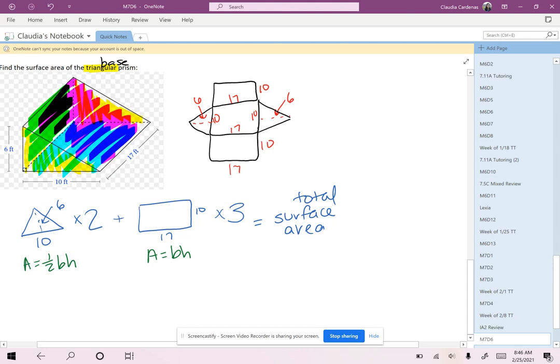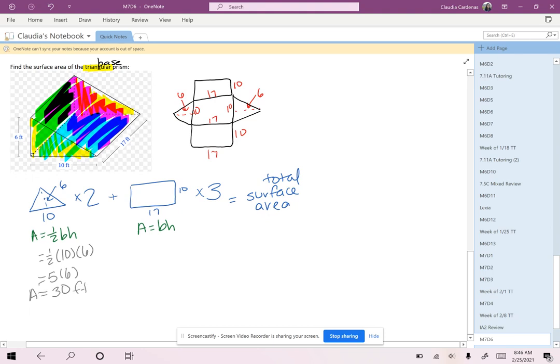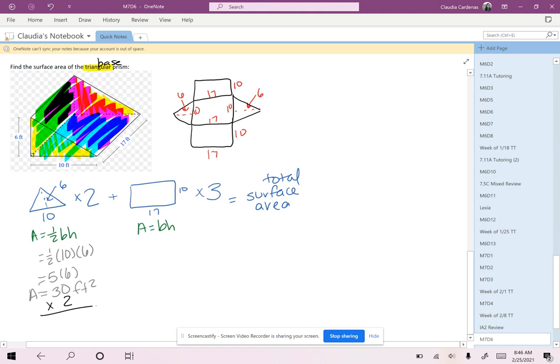So the base and height of our triangle, 1/2, 10, and 6. So half of 10 is 5, and 5 times 6 is 30. Oops. So the area of one triangle is 30 square feet. But remember, we don't just have one triangle, we have two, so we need to double it. So the area of both triangles is 60 square feet. So I'm just going to underline that to keep my eye on that number.